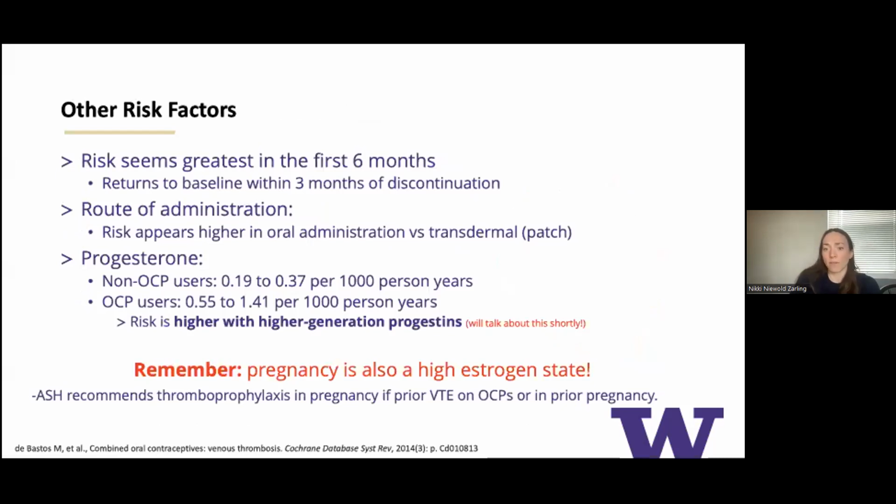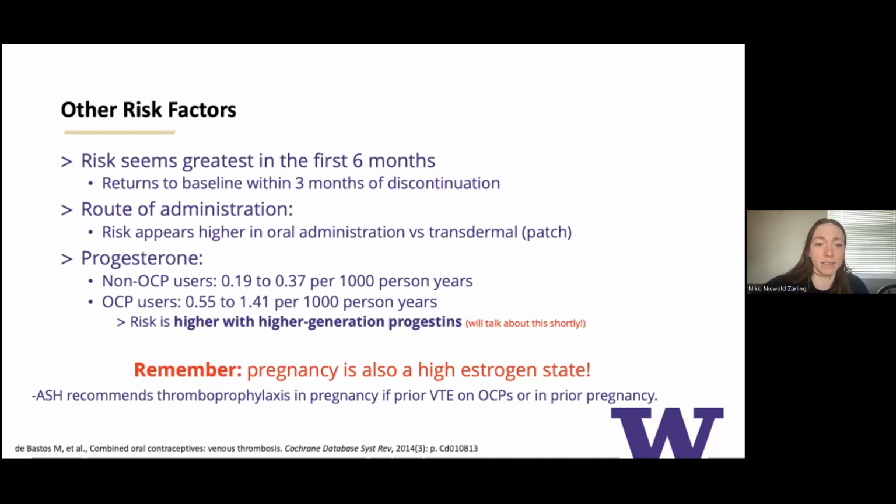Again, we should consider the individual risk factors for our patients. It seems that risk for clot is greatest in the first 6 months and returns to baseline within 3 months of discontinuation. And oral administration seems to be higher risk than transdermal. There's also a role of progesterone here, actually. And the risk is higher with higher generation progestins, which I'll get into in a little bit. And again, we need to remember that pregnancy is also a high estrogen state. So we're always weighing those risks and benefits with a meaningful conversation with our patients.